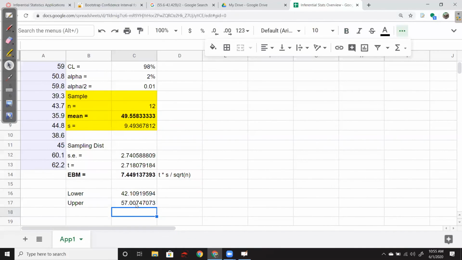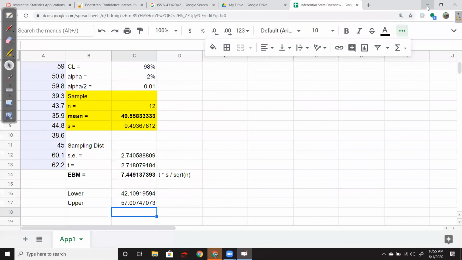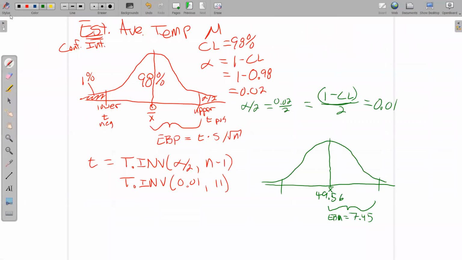And so what do I get? 42.11, 57.01. So that's my confidence interval. So then I'd write my sentence. I'm 98% confident that the average temperature is somewhere between 42.11 degrees Fahrenheit and 57.01.